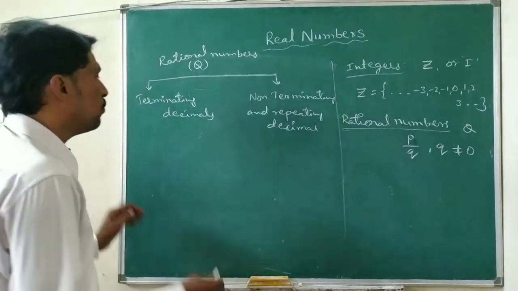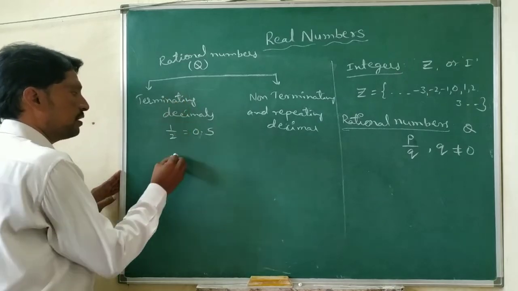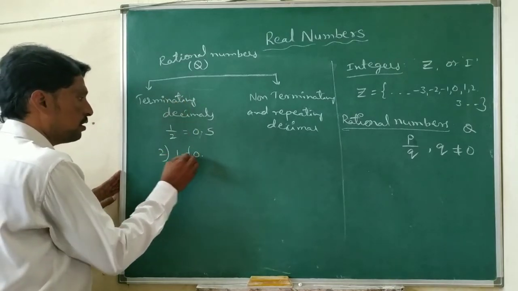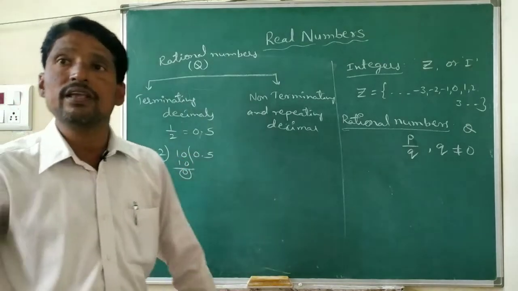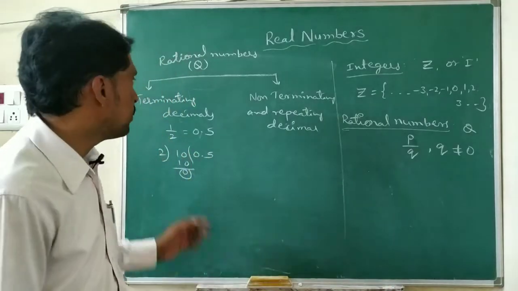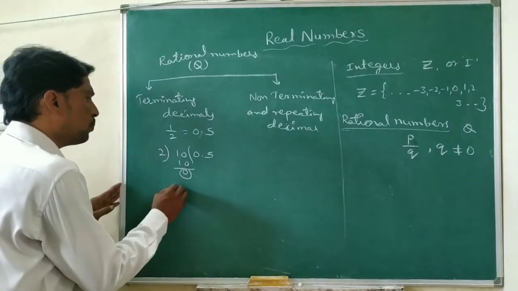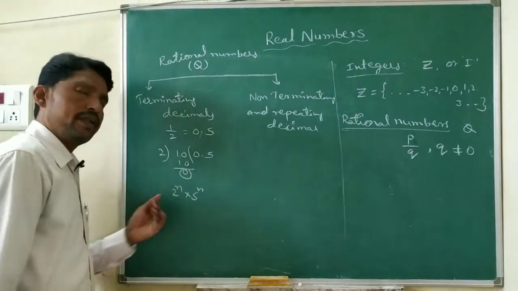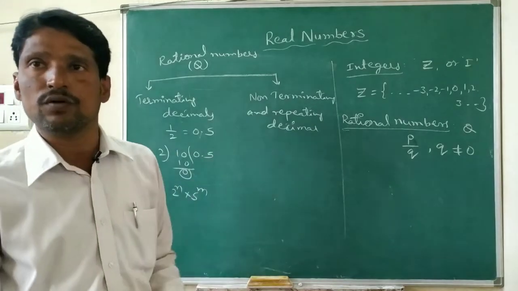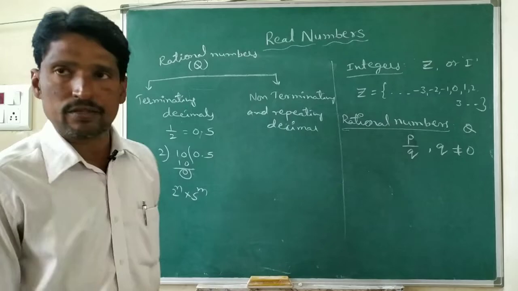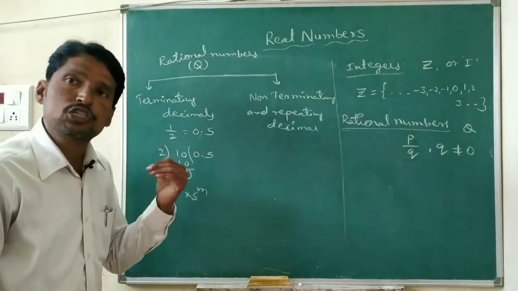For example, 1 by 2. The value of 1 by 2 is 0.5. It is a terminating decimal only. Terminating means the remainder will be 0. Remainder 0 means it is a terminating decimal. Otherwise we can say the denominator is of the form 2 power n into 5 power n, which means it is a terminating decimal. So terminating means the remainder must be 0.